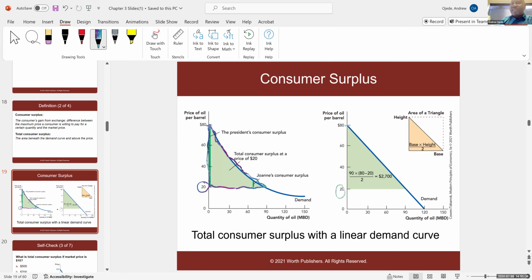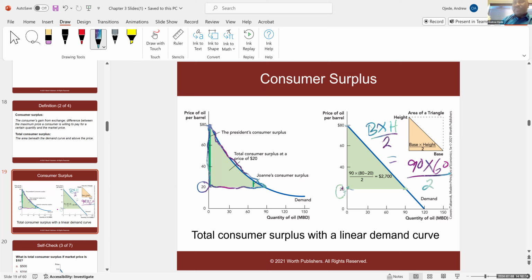So now you guys know how to calculate the area of a triangle. The area of a triangle is base times height divided by 2. That's right, half base times height. So when I ask you to calculate this consumer surplus, the base of this triangle runs from here to here, so it's actually 90. And the height of that triangle runs from 20 to 80, so the height is 60.